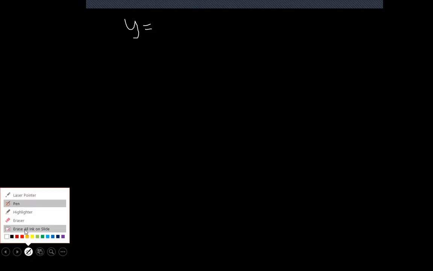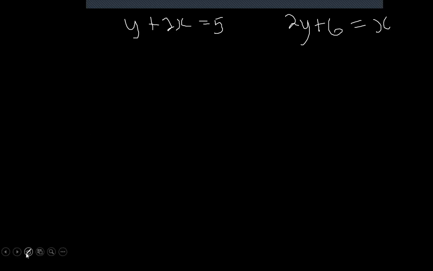In this example, they give me the first equation as y plus 2x is equal to 5. And then they give me the other equation as 2y plus 6 is equal to x, and they want me to show that these lines are perpendicular.